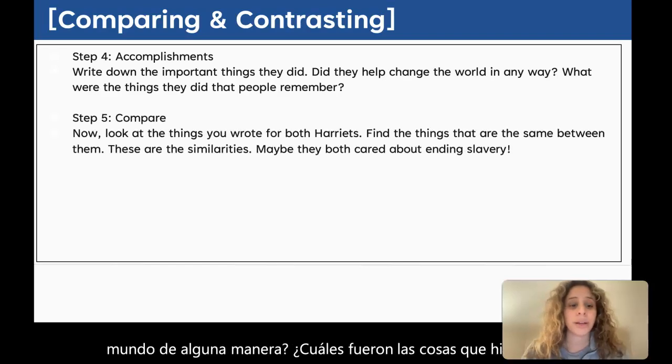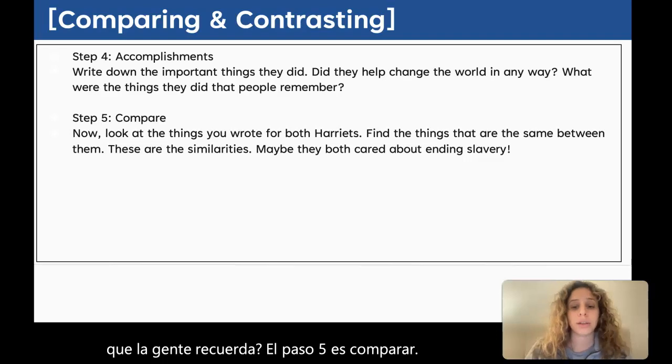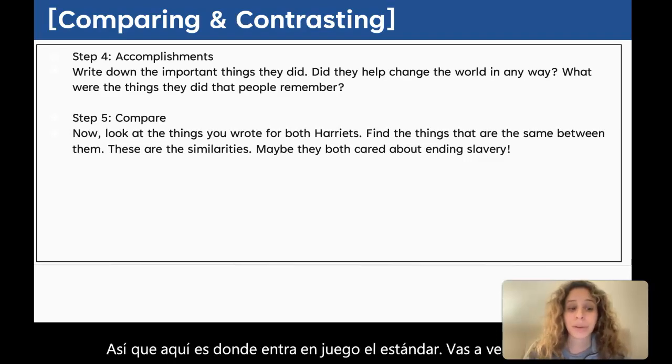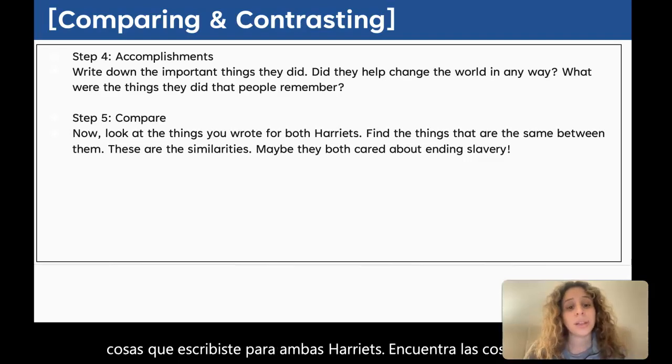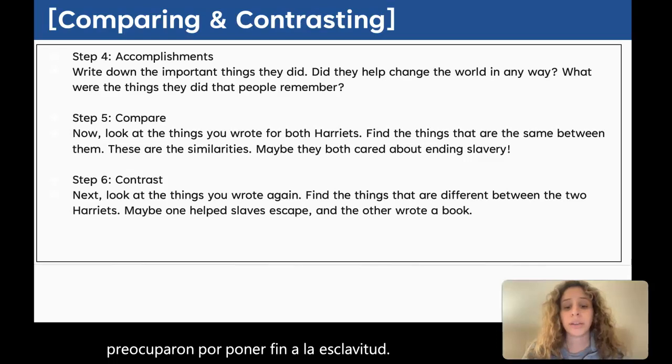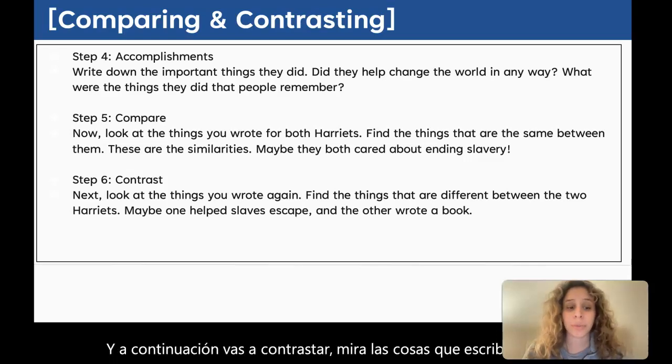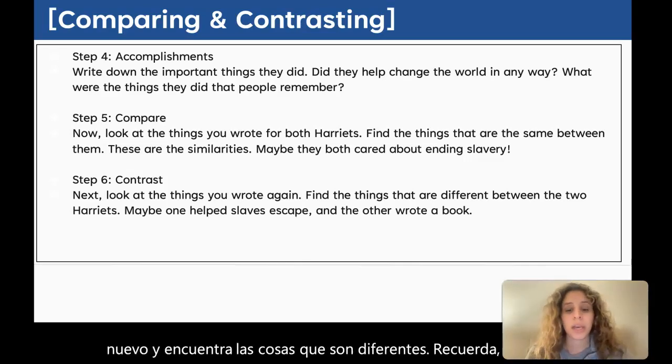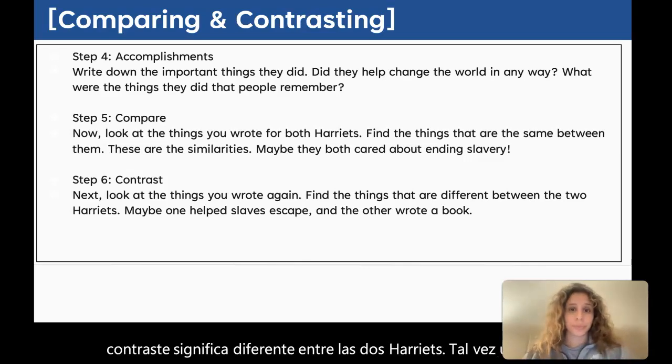Step 5 is to compare. So this is where the standard comes into play. You're going to look at the things you wrote for both Harriets. Find the things that are the same between them. These are similarities. Maybe they both cared about ending slavery. And next, you're going to contrast. Look at the things you wrote again and find the things that are different. Remember, contrast means different between the two Harriets. Maybe one helped slaves escape and the other wrote a book. Hint, hint.